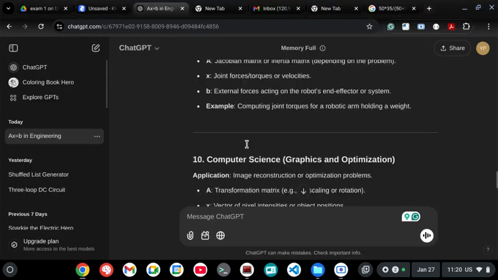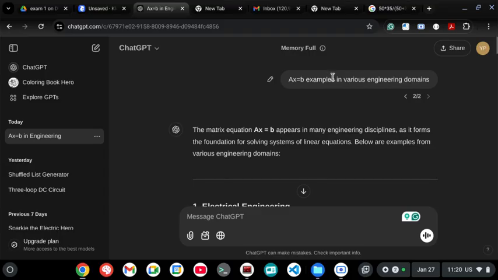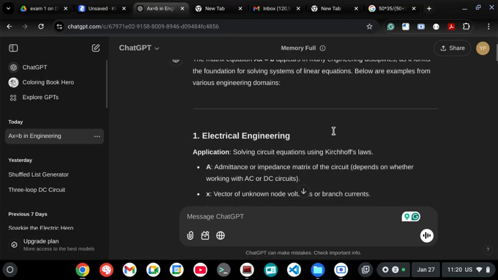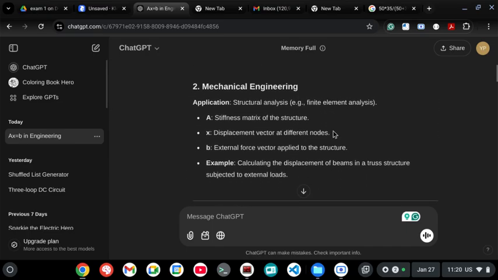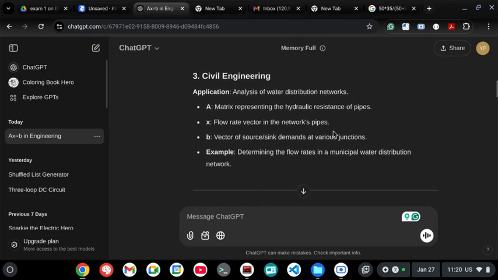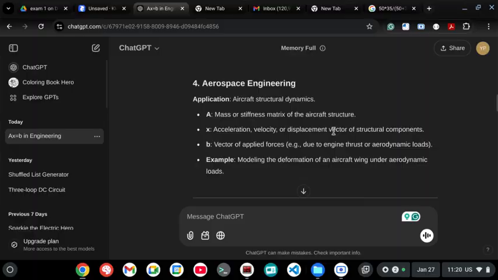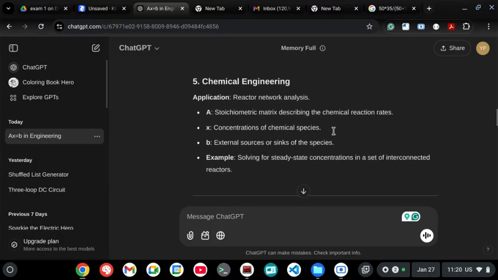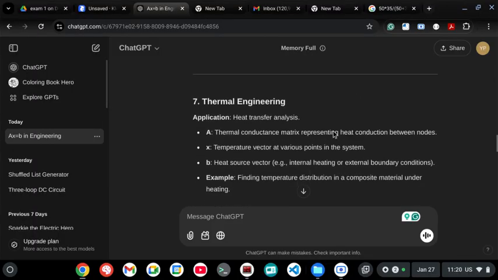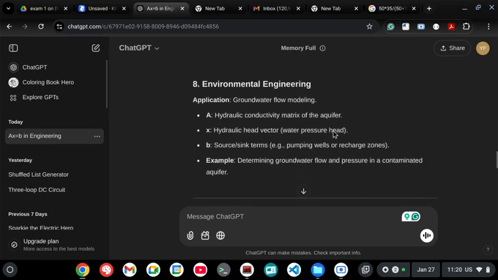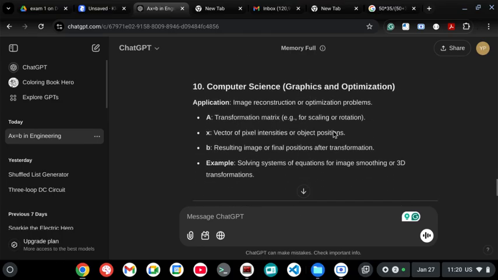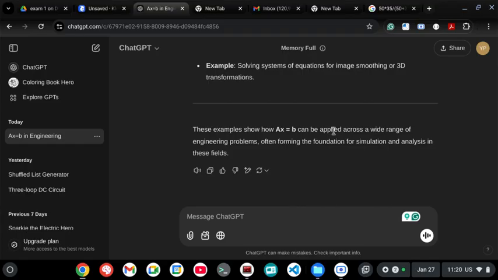Okay. So here I just asked for Ax equal to b examples in various engineering domains. So here I got electrical, then mechanical, then civil, aerospace, chemical, controls, thermal, and so on. So there are many applications of this Ax equal to b. So I want to quickly summarize this DC circuits topic with one example of Ax equal to b. That is why I brought this topic.